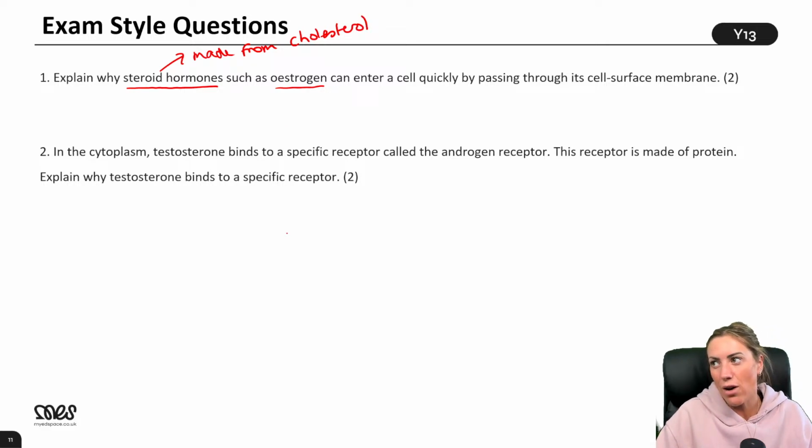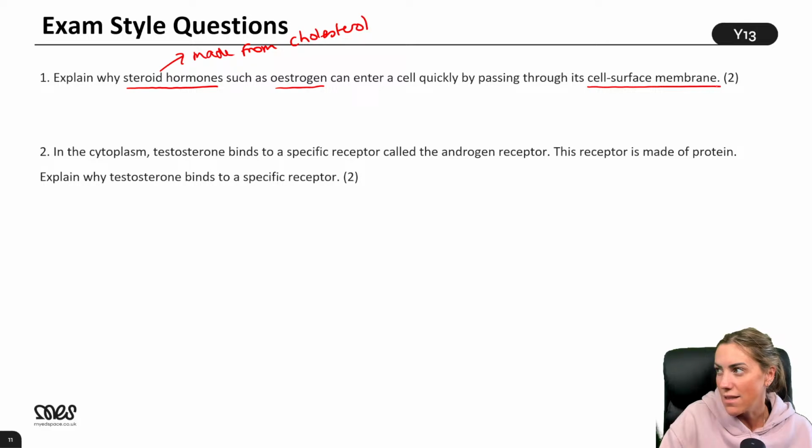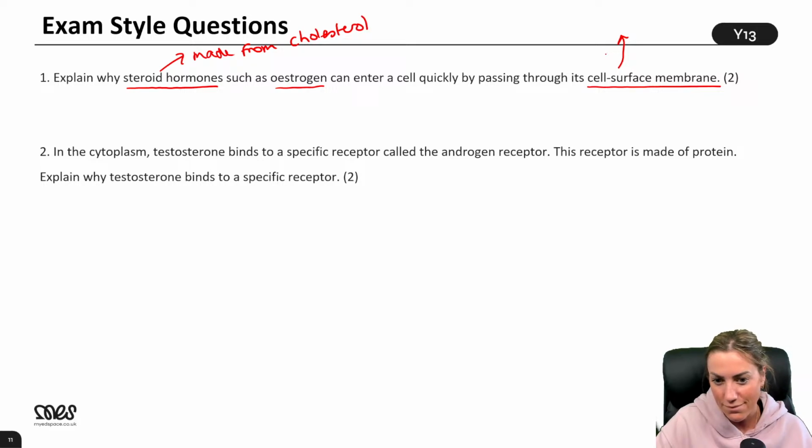So why can that hormone enter a cell quickly? Don't worry if you don't know this. We haven't talked about estrogen today. We didn't have time. But they can enter cells quickly by passing through the cell surface. What's the cell surface membrane made of, guys? Doesn't need a channel protein. Doesn't need a carrier protein. What's the cell surface made from? Good.